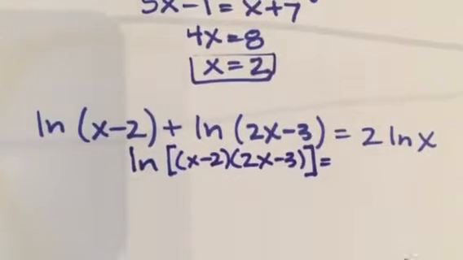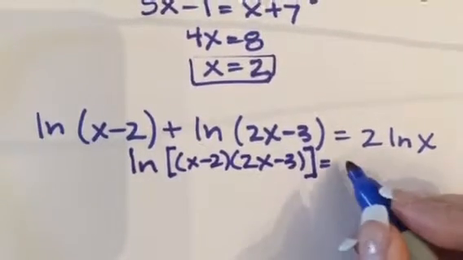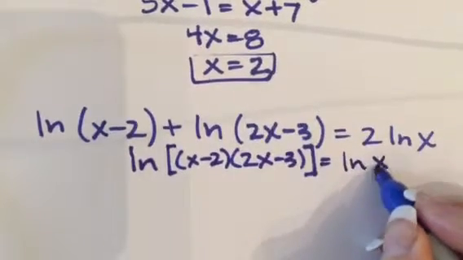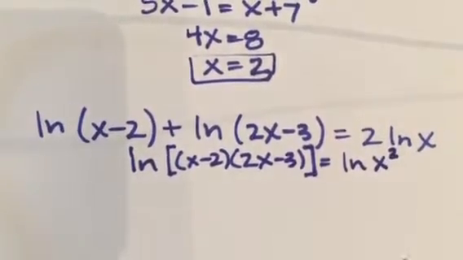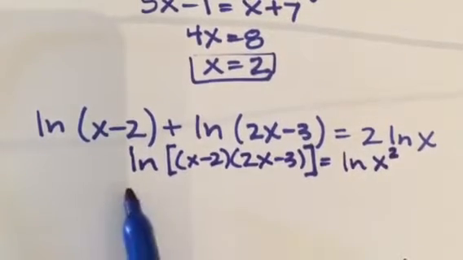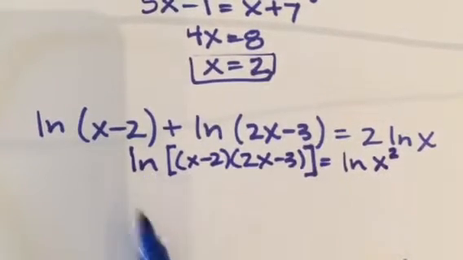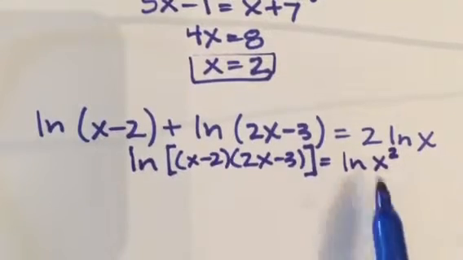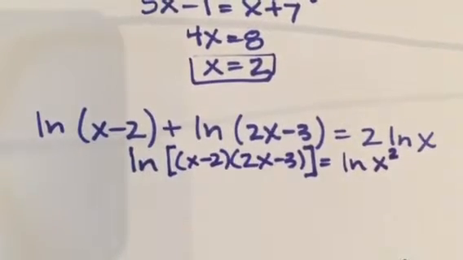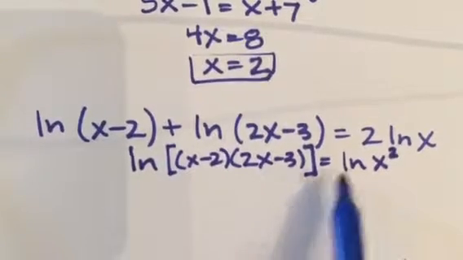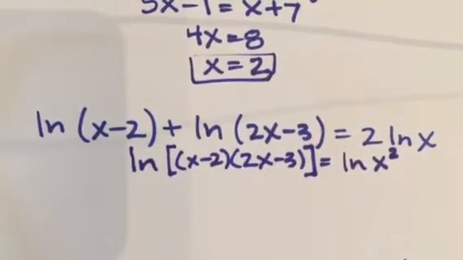Okay, and then on the other side of the equation, we're going to move this 2 and make it an exponent of the x. So this is going to be ln of x squared. Remember, by the power rule, we're allowed to do that. So now I have a logarithm with a base e is equal to a logarithm with a base e. Means I can drop those logarithms altogether and equate the arguments.